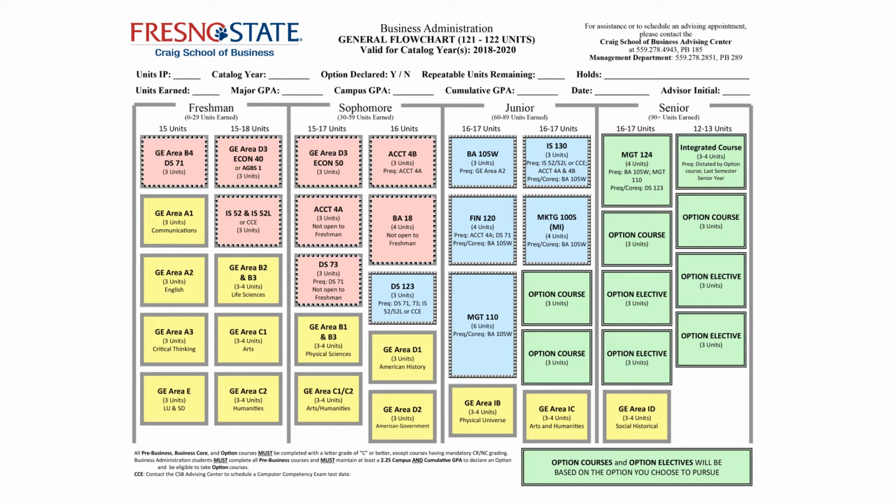The first course grouping to focus on is the pink courses. These are the pre-business courses. All of these pre-business courses must be completed with a letter grade of C or better before you are able to officially move into business administration and declare the option you are interested in. DS71 is quantitative analysis, the math course pre-business students use to complete GE Area B4. DS71 is a prerequisite for the next business math course, DS73, Statistical Analysis 1. Econ 40 is microeconomics, and Econ 50 is macroeconomics. Notice that Ag Business 1 can be taken in place of Econ 40. These Econ courses will be used to complete GE Area D3 for pre-business students.